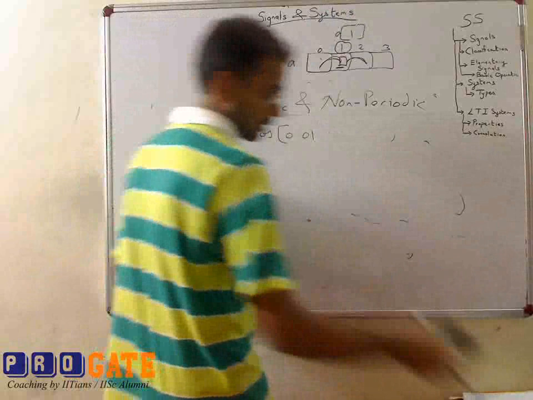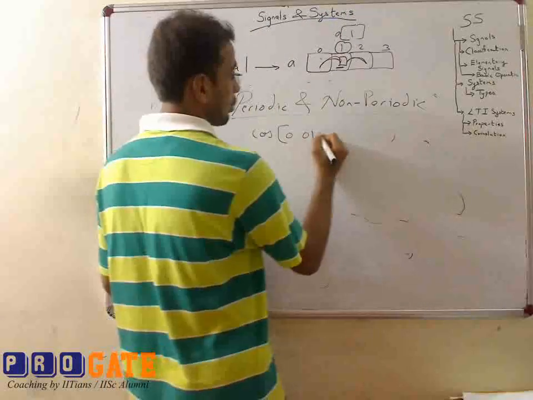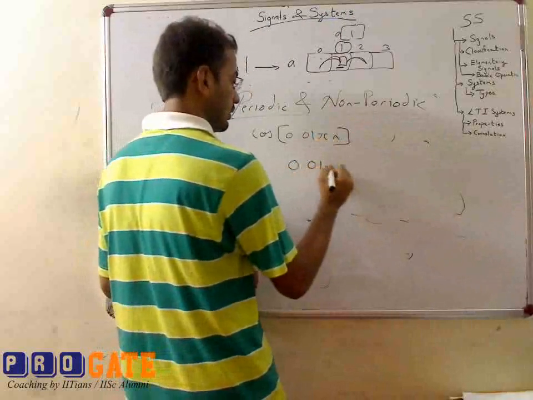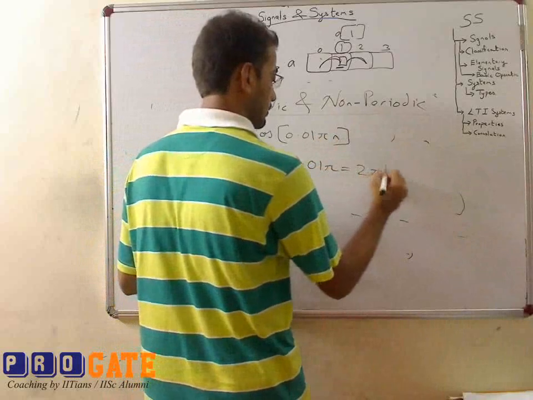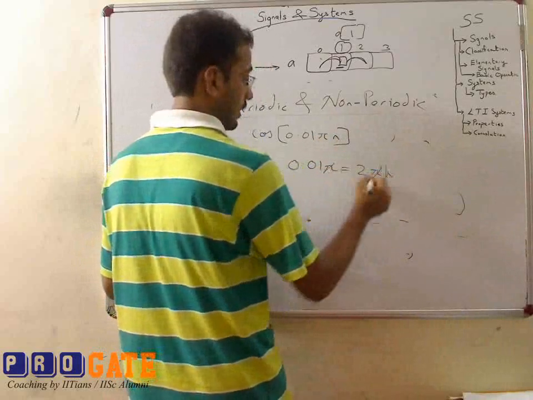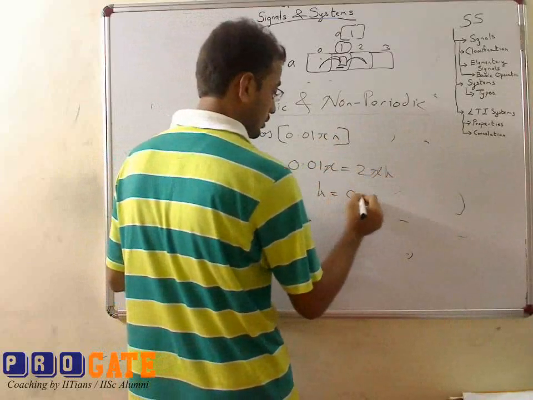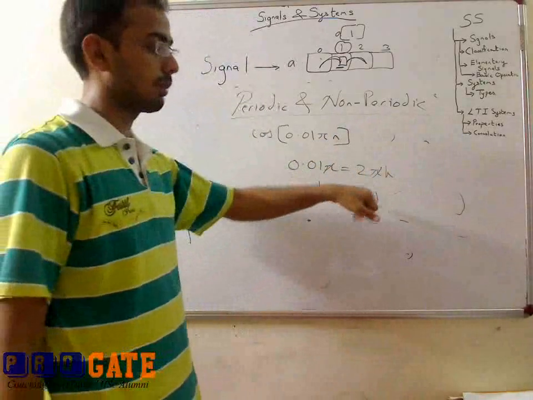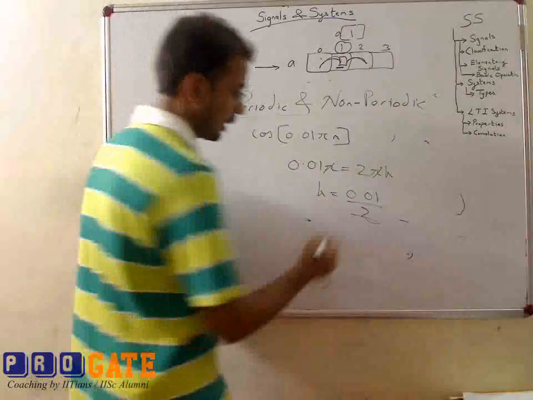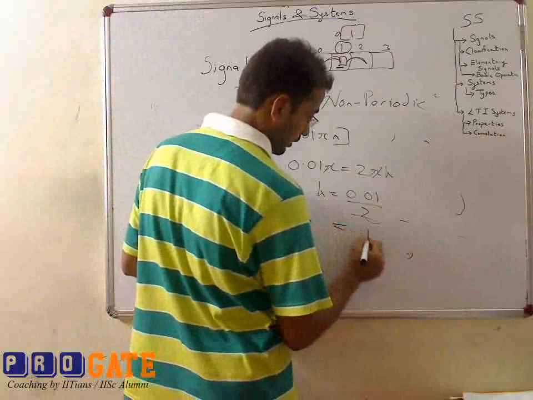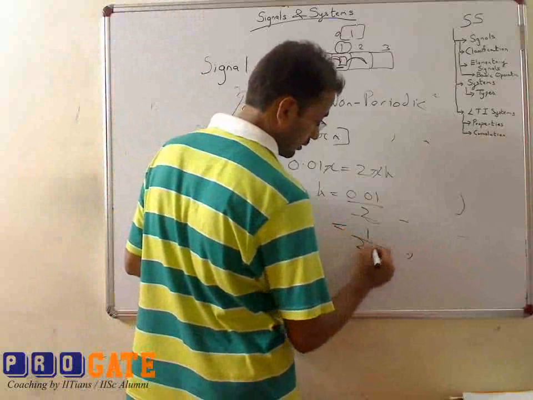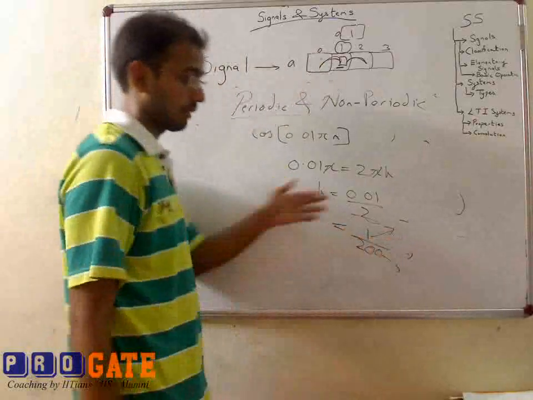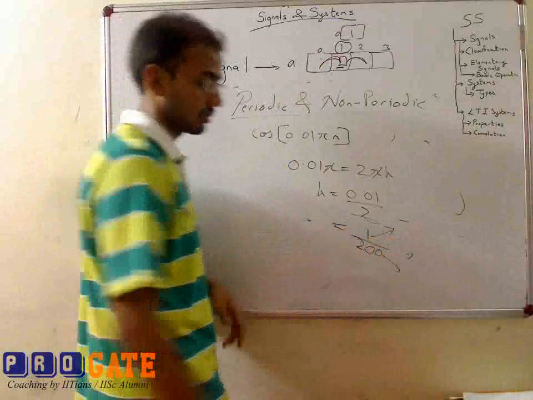Now the same signal, I'll take 0.01 pi n. Now 0.01 pi is equal to 2 pi f. So again pi cancels, and f is equal to 0.01 by 2. Now you might think, okay, there's a decimal point over here, it cannot be a ratio of two integers. But I can write 0.01 upon 2 as 1 upon 200. So it's a ratio of two numbers, 1 and 200. So it's periodic.